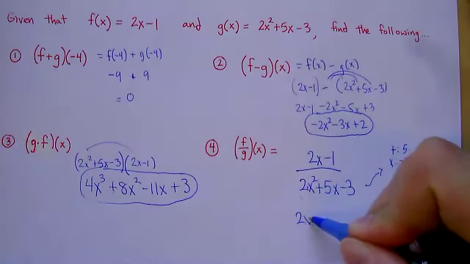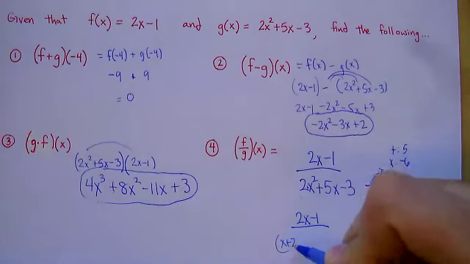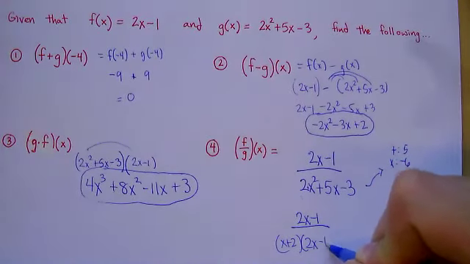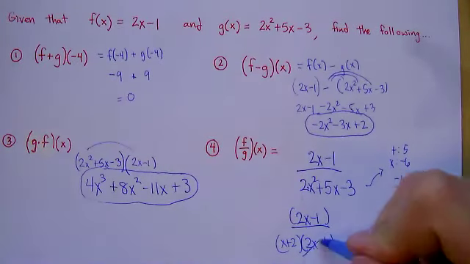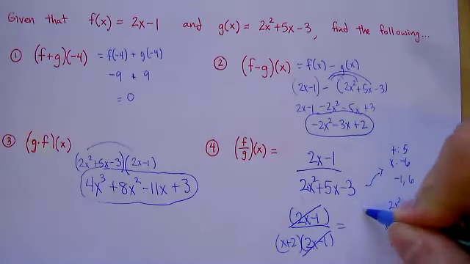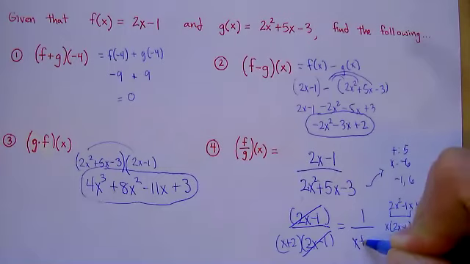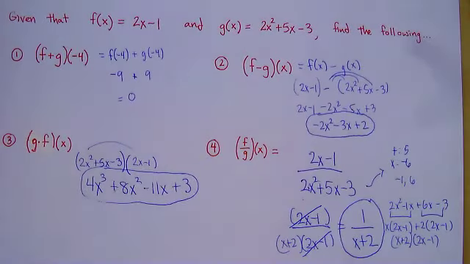So our problem turns into 2x minus 1 over x plus 2 and 2x minus 1. And as it turns out, one of our parentheses actually matches. We have a 2x minus 1 here and here. We can cancel those out. So we just have that x plus 2 on the bottom. So our final answer when we divide them is going to be 1 over x plus 2. So adding, subtracting, multiplying, dividing functions is just kind of a review of things you already know.